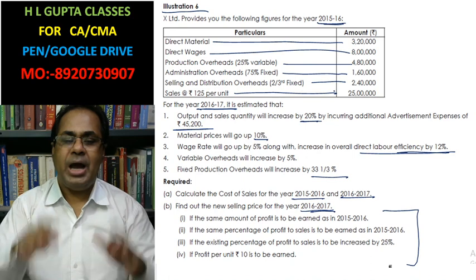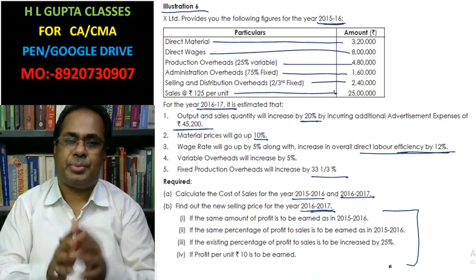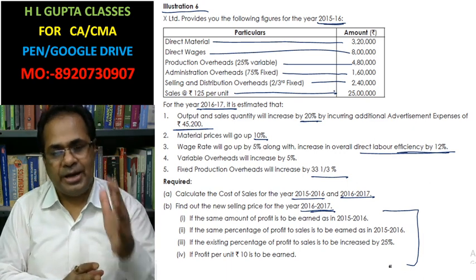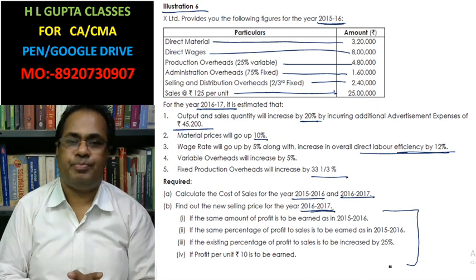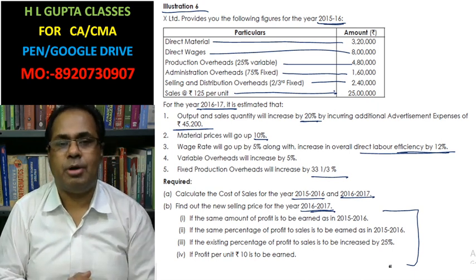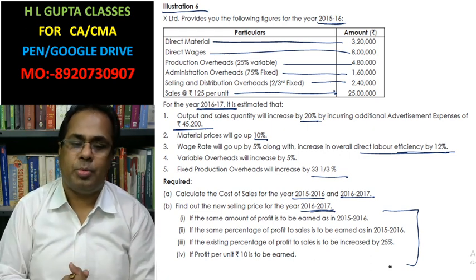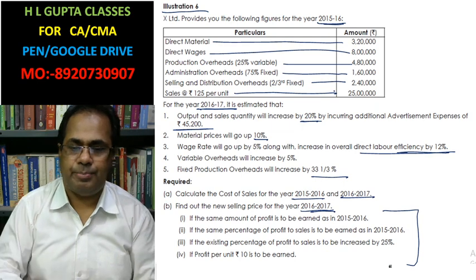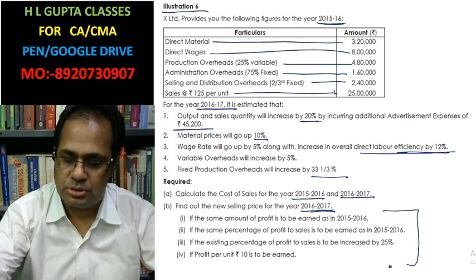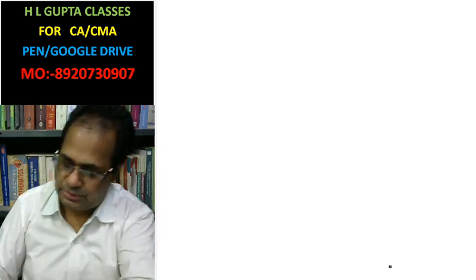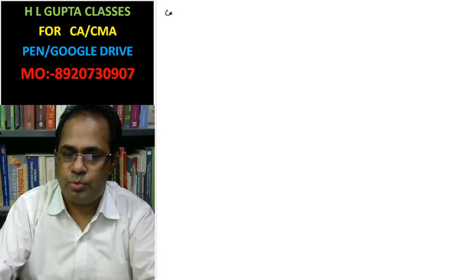For this, we have to calculate cost per unit for 2015-16 and cost per unit for 2016-17. Fixed cost also you have to calculate separately, since in the given information combined overheads, fixed as well as variable, are given. All the things I'm going to calculate in working notes. Now working note first.